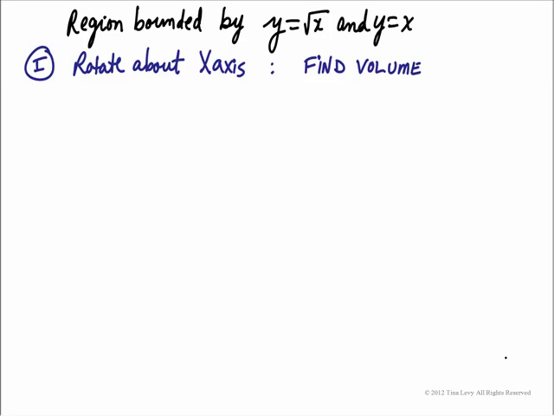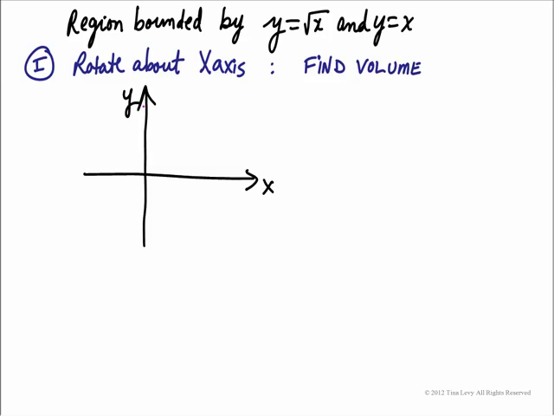We're going to take the region bounded by y equals square root of x and y equals x, and we're going to do this several different ways. In the first problem, we're going to rotate about the x-axis. So the first step is for us to graph the equations and figure out what the region is.